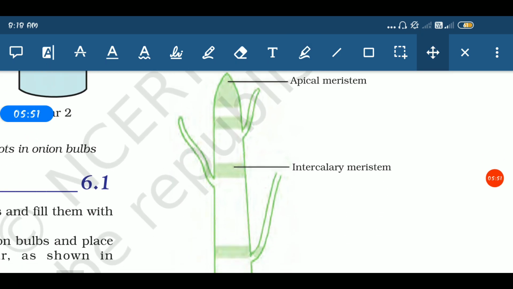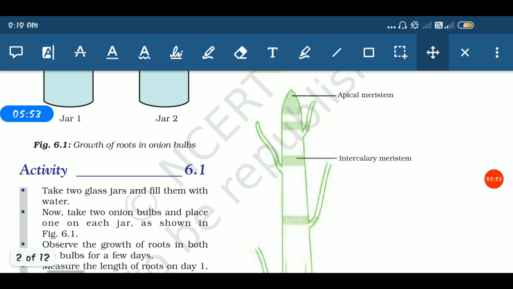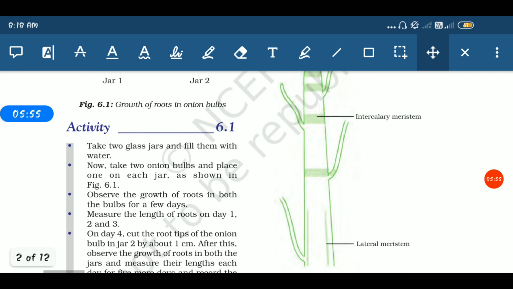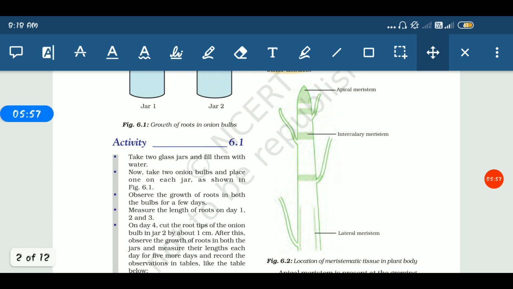Now students, if we talk about the growing region or the sites where the meristematic tissue is present, then we have three types: apical meristem, intercalary meristem, and lateral meristem. So these are the three important types of meristematic tissue depending on the sites or the region within the plant body where they are present.